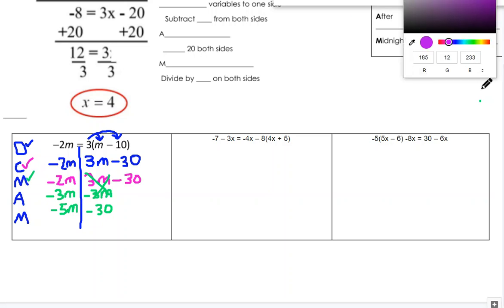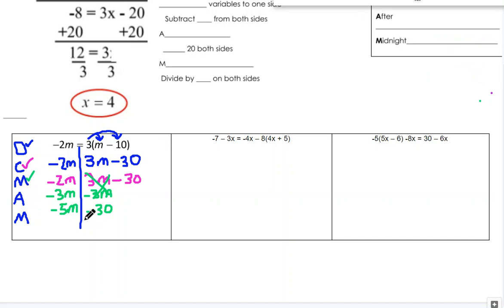All right, my next step is I want to add or subtract. Well, there's nothing to add or subtract because I'm just left with negative 5m equals negative 30. So I'm done with that step. My last step is multiply or divide. A number next to a letter means multiply, so I'm going to divide by negative 5 to cancel out those negative 5s and leave me with m. And I'm going to do the same thing to the other side. Negative 30 divided by negative 5: a negative divided by a negative is a positive. 30 divided by 5 is 6. So I get m equals 6.